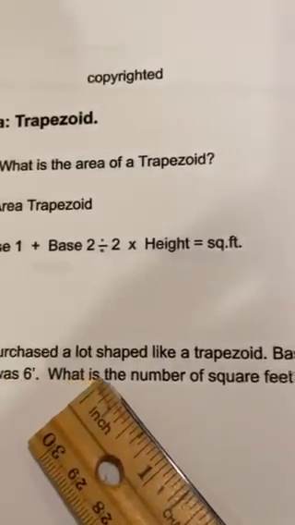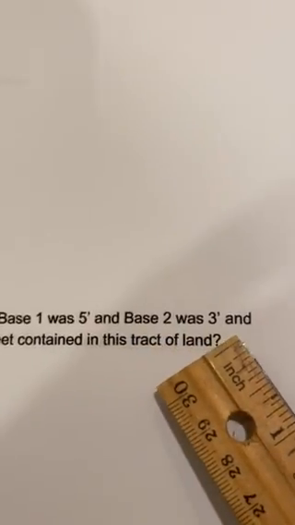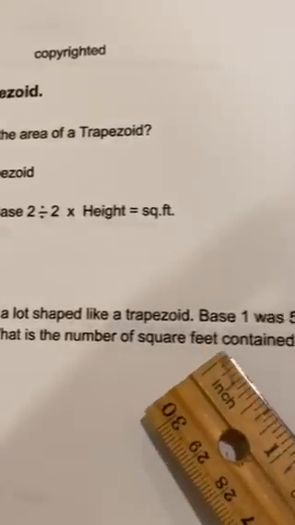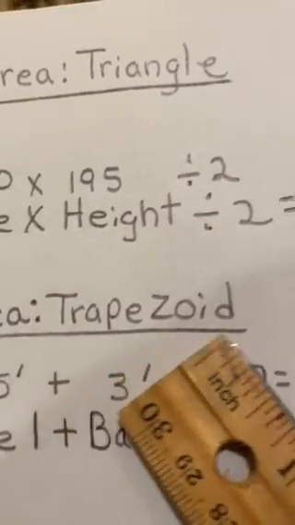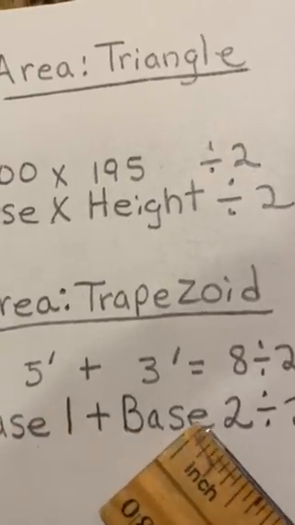Danny purchased a lot shaped like a trapezoid. Base 1 was 5 feet and base 2 was 3 feet, and the height was 6 feet. What is the number of square feet contained in this tract of land? Now let's plug in the formula. Area for the trapezoid: we know base 1 was 5 feet, base 2 was 3 feet.